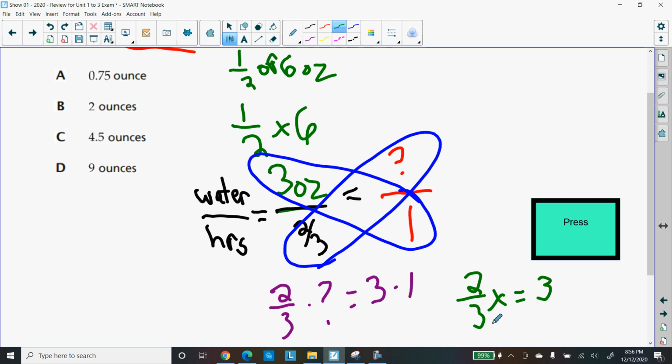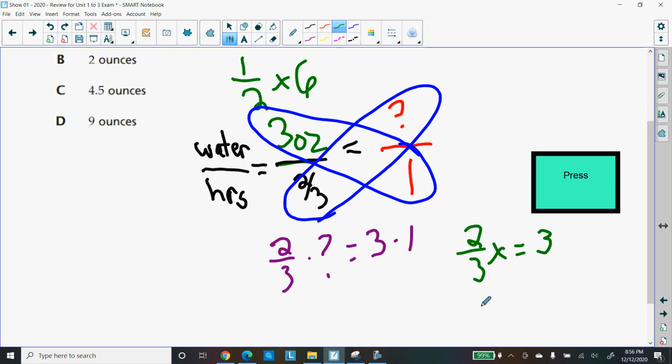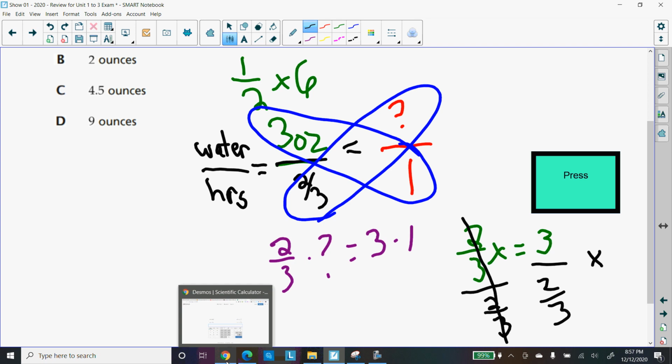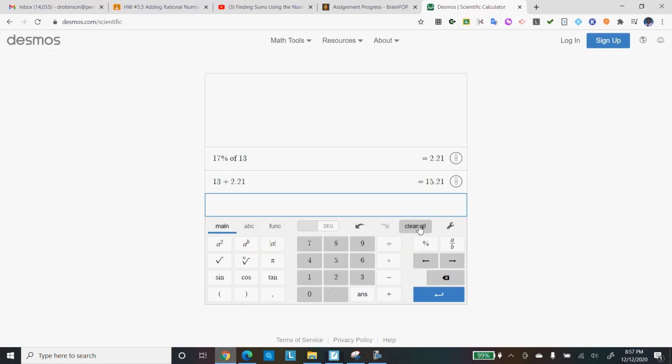If you remember how to solve for x, we have to divide both sides by the same number that's next to the x. Do that to both sides. So we're going to divide that by 2/3. That way those numbers will cancel out, leaving us with just the x. Here's where the calculator comes in handy. Let me go get my calculator because it's 3 divided by 2/3. So let me get my calculator, clear all this stuff.